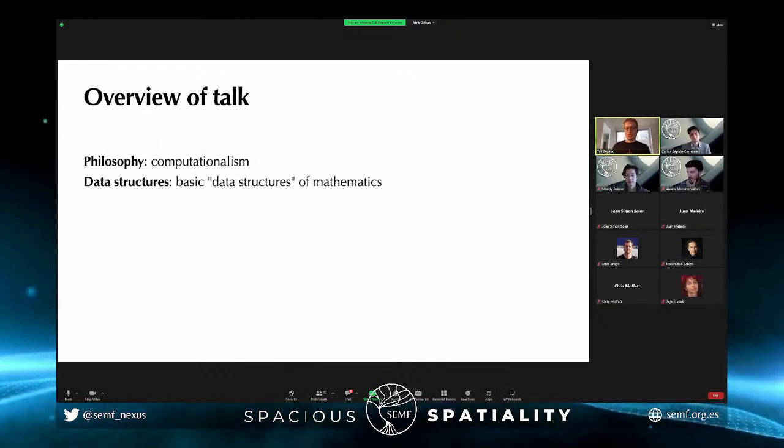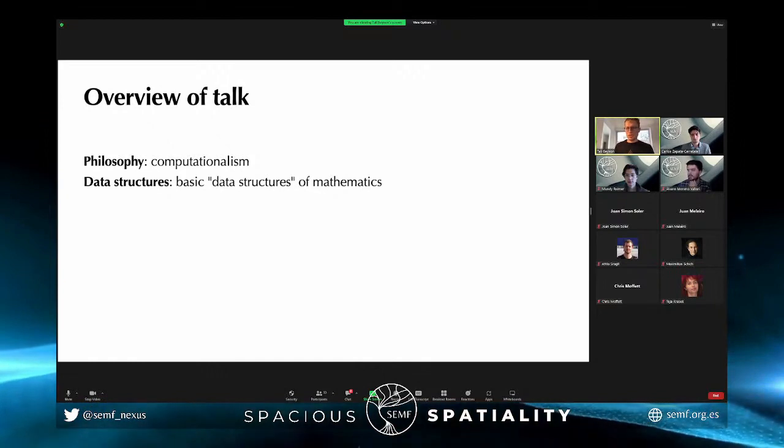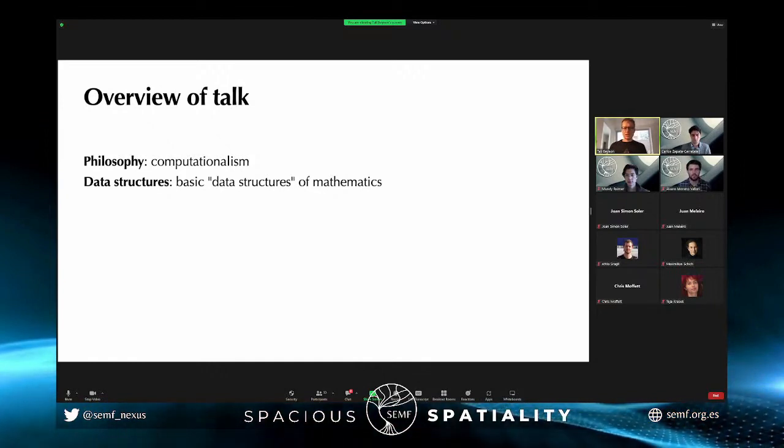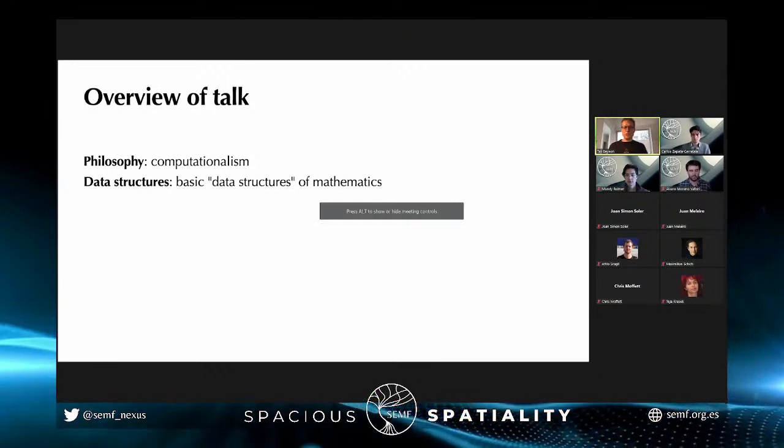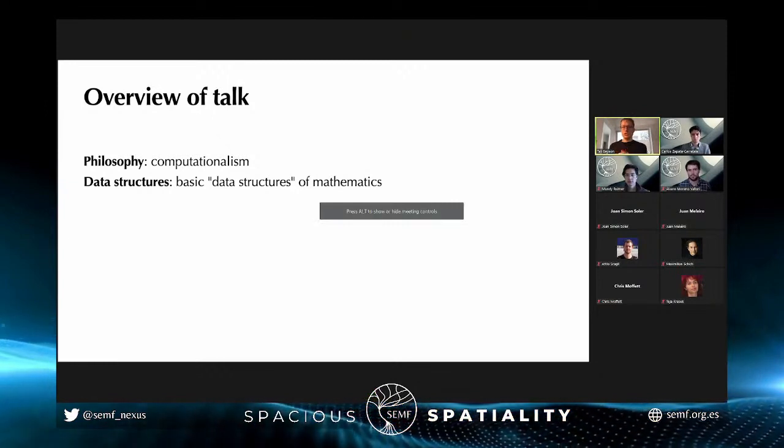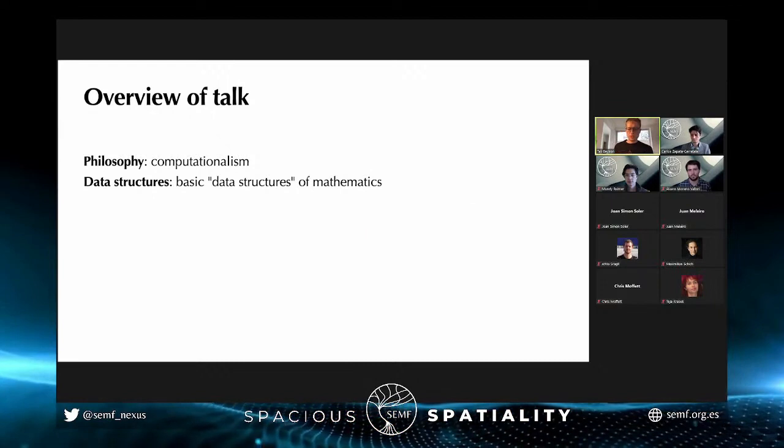I'm not assuming that anyone attending this talk is a mathematician, so I'll try to keep things very light and give you a flavor and a sketch of what's going on. But I will also try to leave you with a better understanding of some of these mathematical structures if you haven't encountered them before.